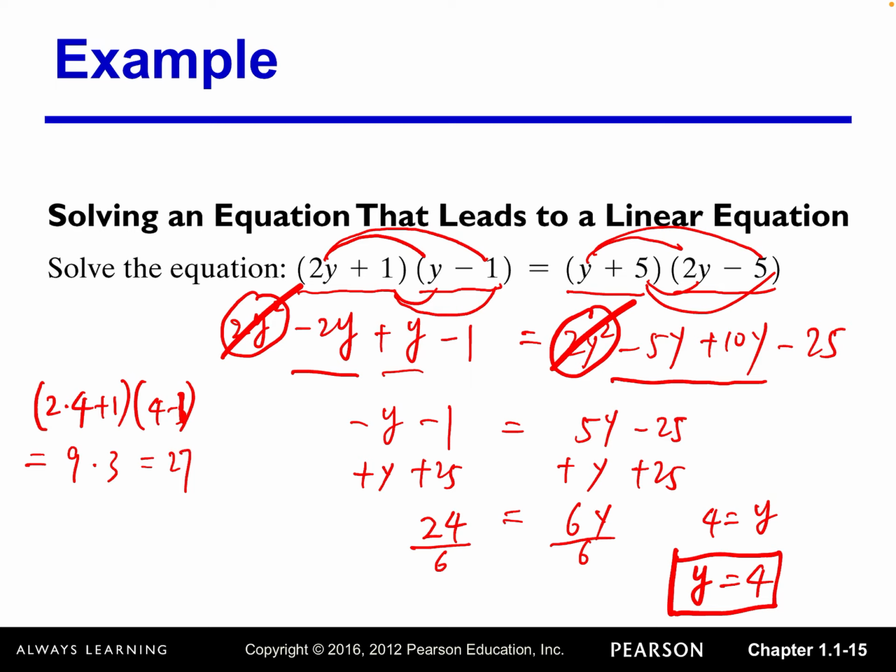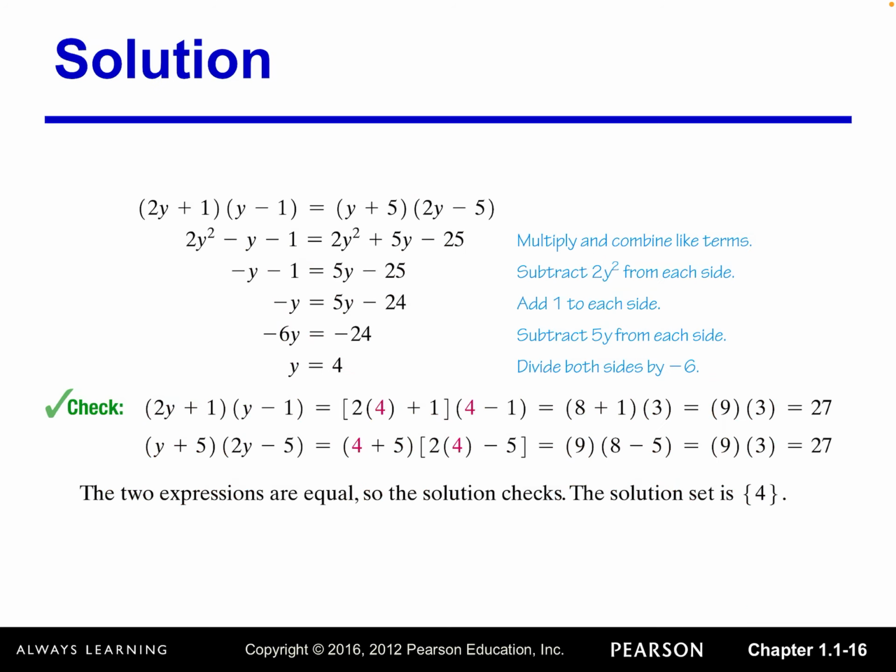Right-hand side, 4 plus 5 times 2 times 4 minus 5. So that's 9 times 2 times 4, 8. 8 minus 5, 3. So 9 times 3, 27. So since left-hand side and right-hand side are equal, we verify y equals 4 is a true solution. Okay, so you can look at the next slide, which is the same as what I just did.